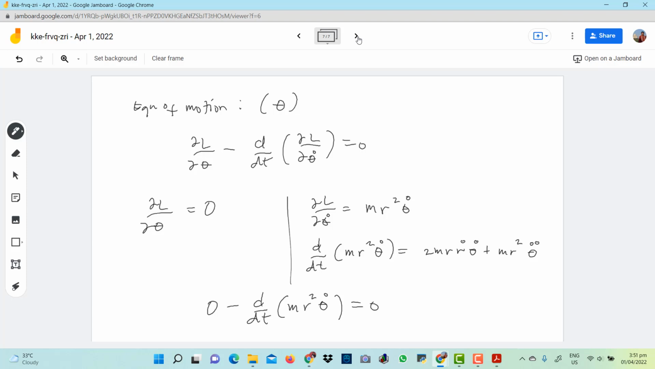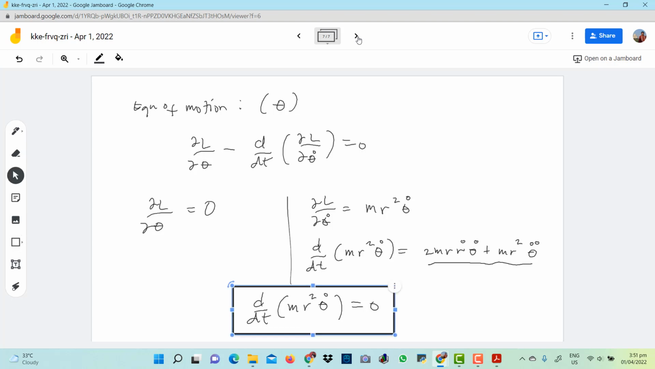And I think this one, which is just equal to this, right, which is just equal to that one, as you can see, the derivative is zero when your mr square theta dot, from this I no longer have the zero, no? It's gone. Okay, so this is the equation of motion with respect to theta, okay? And what does this mean?